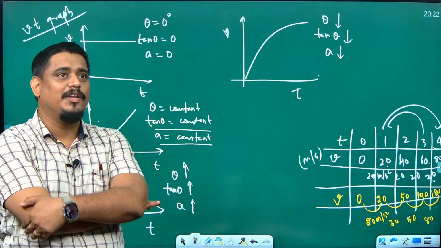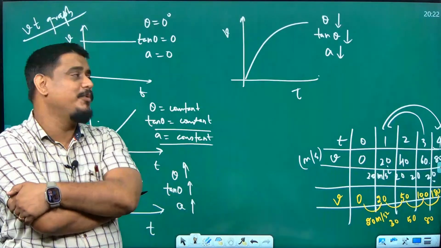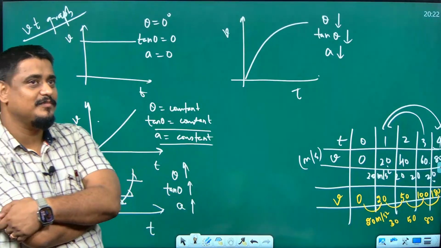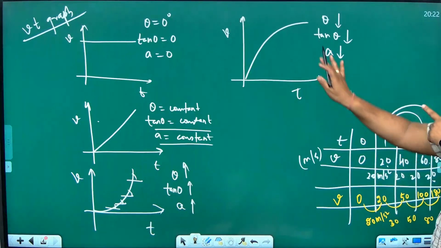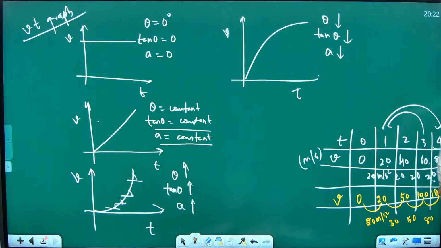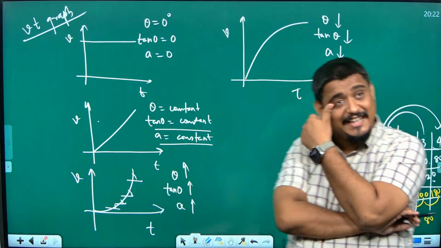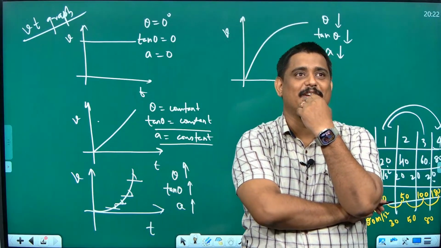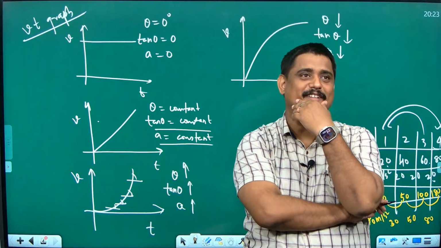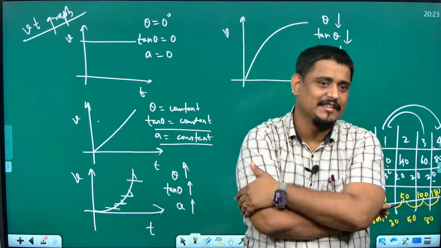Okay, so acceleration is reducing. Very good. Now, Indumati, unmute yourself. So, you also think that in this graph velocity is reducing. Are you thinking like that? Yes or no? The acceleration is reducing because theta is reducing. So, if acceleration is reducing, will velocity increase or will it reduce? You should say it a little loudly if you are confident. It will decrease.